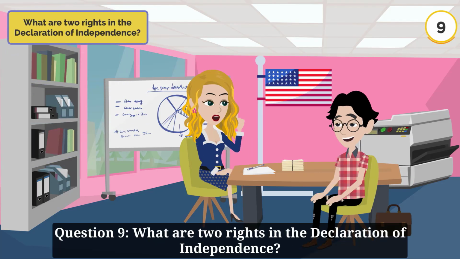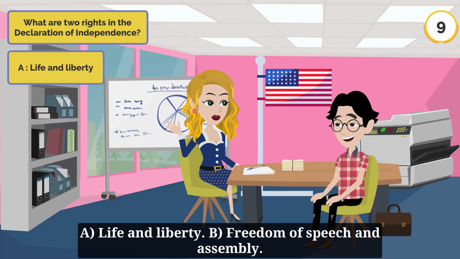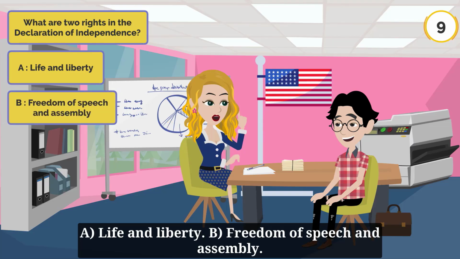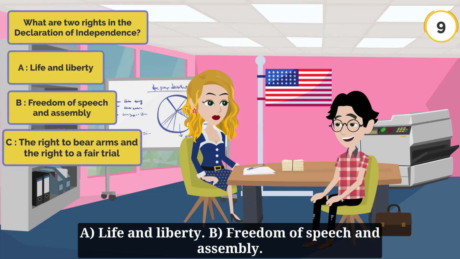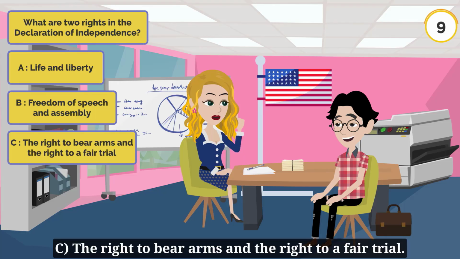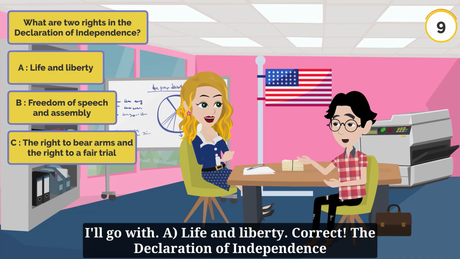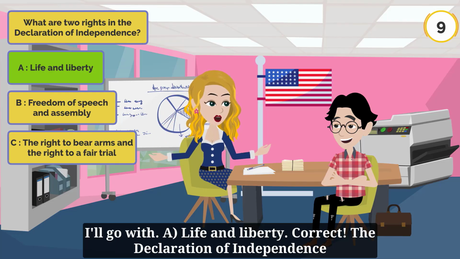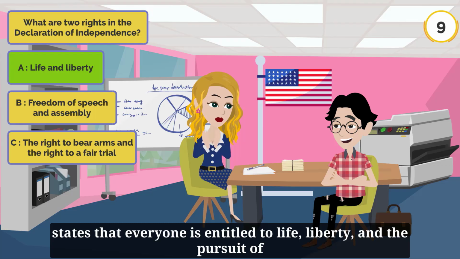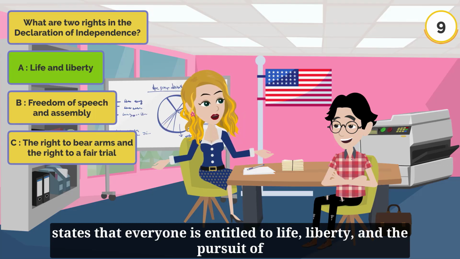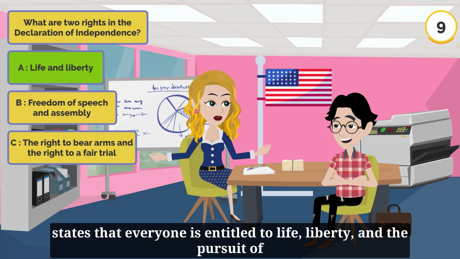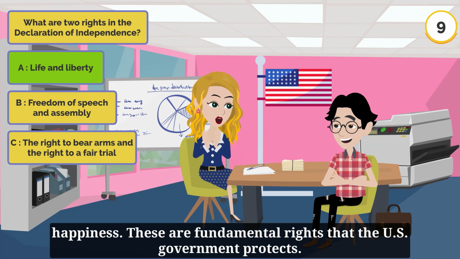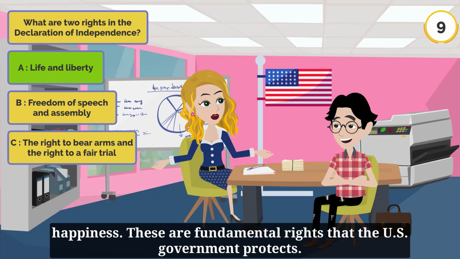Question 9. What are 2 rights in the Declaration of Independence? A. Life and liberty. B. Freedom of speech and assembly. C. The right to bear arms and the right to a fair trial. I'll go with A. Life and liberty. Correct. The Declaration of Independence states that everyone is entitled to life, liberty, and the pursuit of happiness. These are fundamental rights that the U.S. government protects.